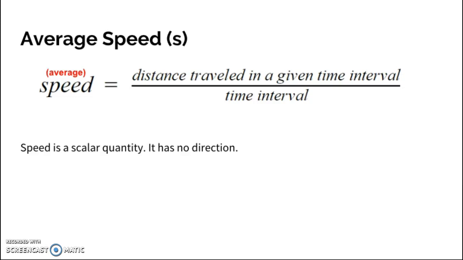So a formula here for average speed. In our case, for uniform motion, our average speed is the speed because it's the same speed all the time. But anyway, average speed is going to be the distance traveled in a given time interval divided by the time interval itself. Right? So speed is a scalar quantity. It has no direction. So if you're driving your car, when you look at your speedometer, it's telling you what speed you're going. It doesn't indicate direction, just how fast you're going.